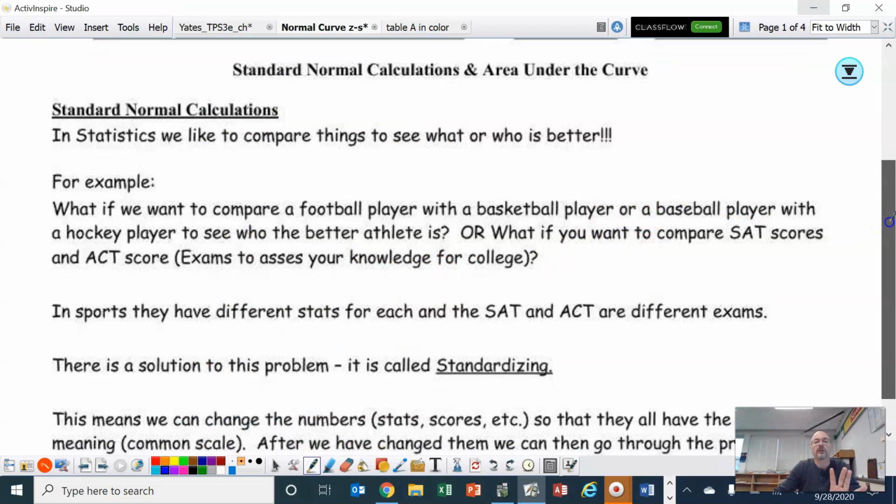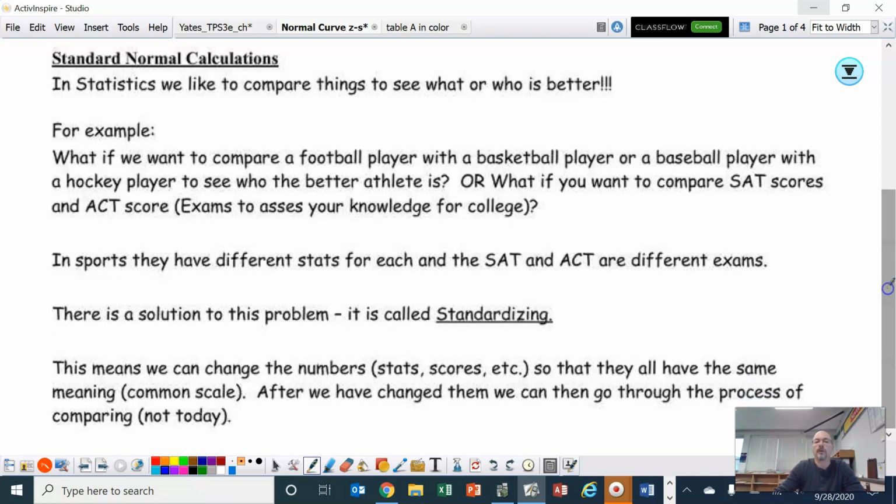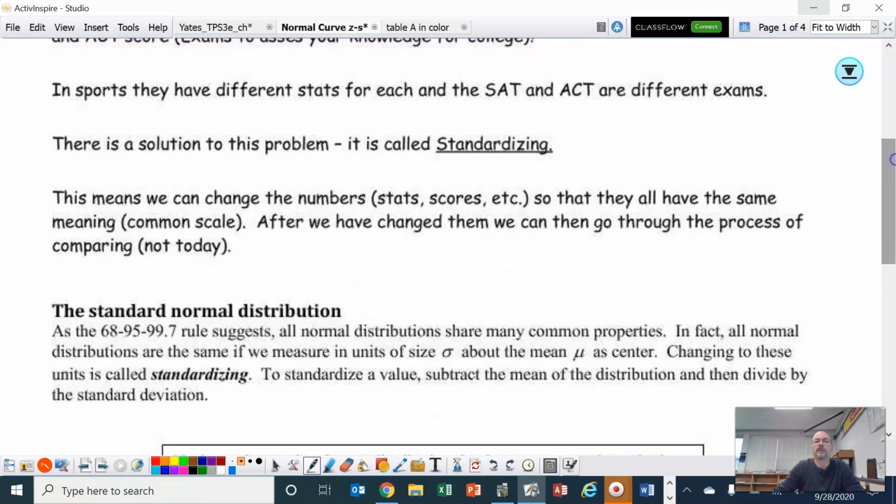So, the standard normal calculations. In statistics, we like to compare things to see what or who is better. For example, what if we want to compare a football player with a basketball player, or a baseball player with a hockey player to see who is the better athlete? Or what if you want to compare SAT scores and ACT scores, exams to assess your knowledge for college? In sports, they have different stats for each, and the SAT and ACT are different exams.